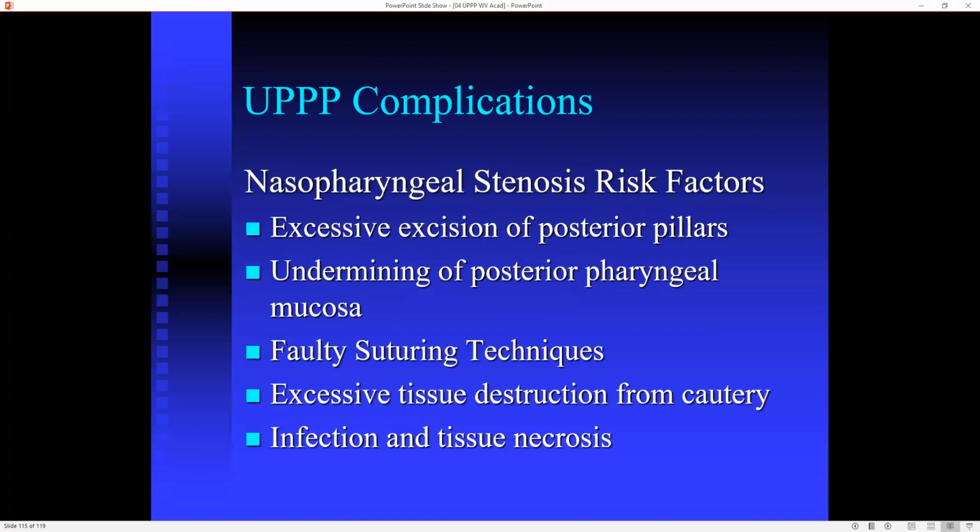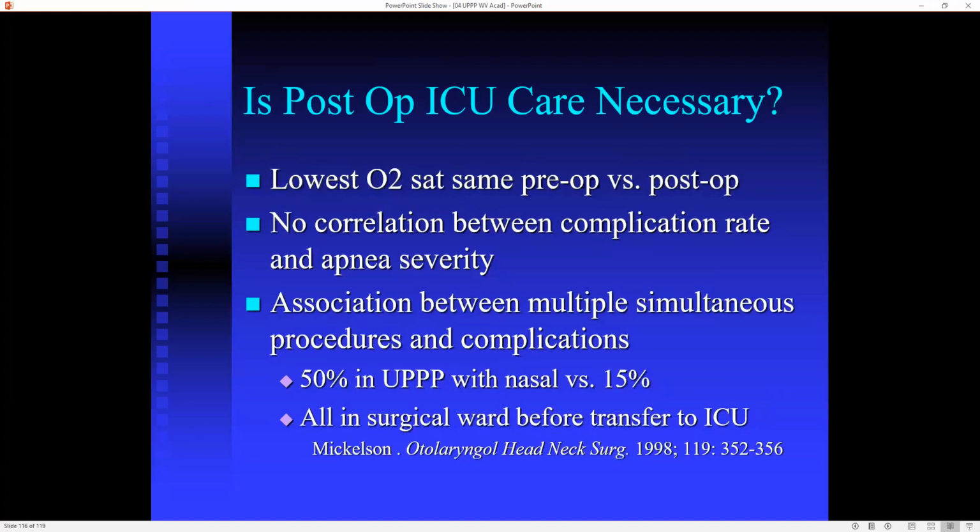And then nasopharyngeal stenosis risk factors. Don't resect the posterior pillars. Leave as much pillar as you possibly can. And then don't undermine pharyngeal mucosa. This was often done to try to get a greater stretching of the tissue, but it was not a good thing to do. Faulty suturing techniques. I go now with the double layer closure. And then other than tonsillectomy, I try to avoid cautery. And then infection, I don't remember seeing any infections with this procedure, and tissue necrosis, I just haven't seen that either.